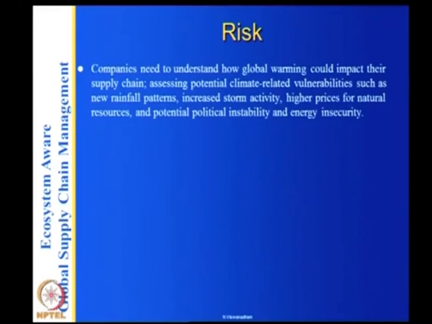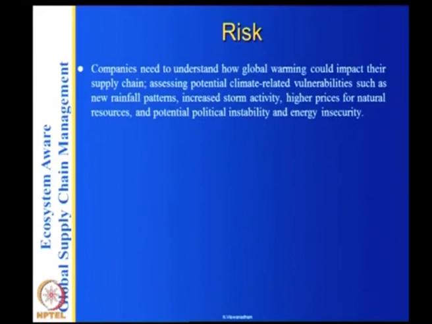Assess potential climate related vulnerabilities such as new rainfall patterns, increased storm activity, higher prices of natural resources and potential political instability and energy insecurity. So, the point is when you are using resources, you want to reduce the resource usage, or if you want to say you want to increase the resource security here, then you need to understand what are the changes that are happening due to global warming.